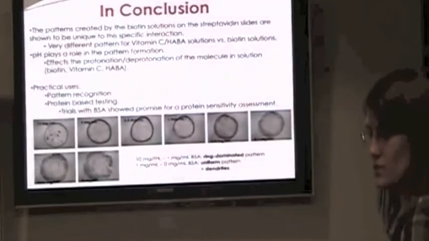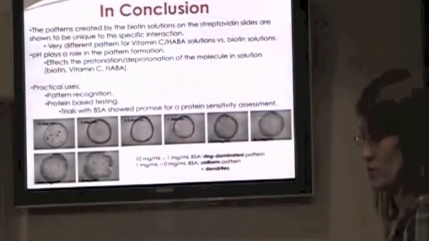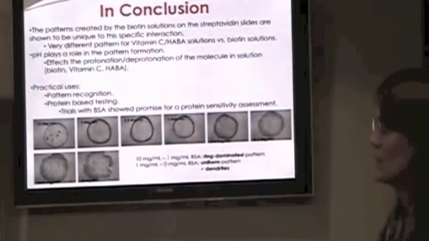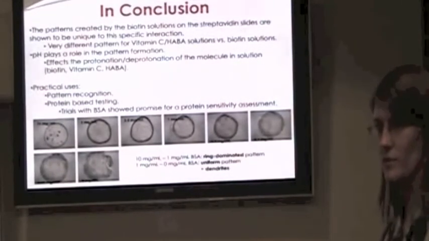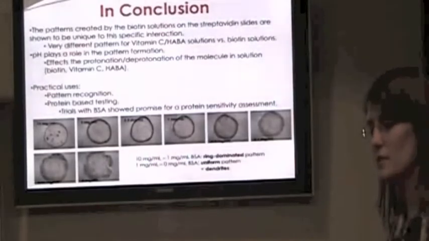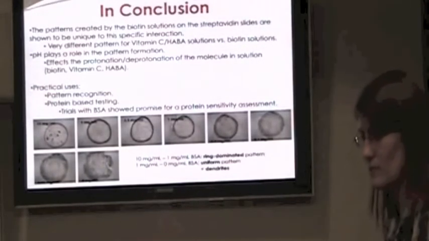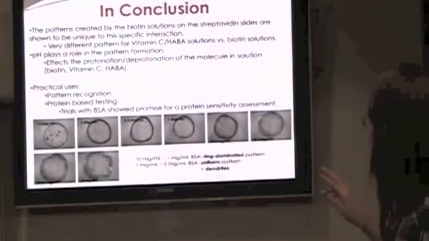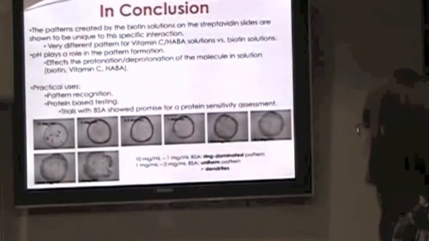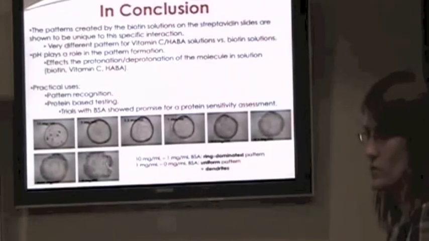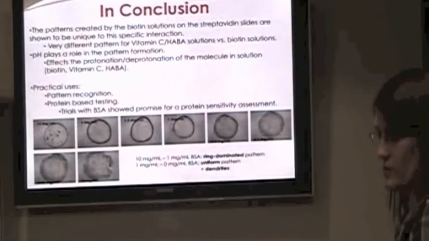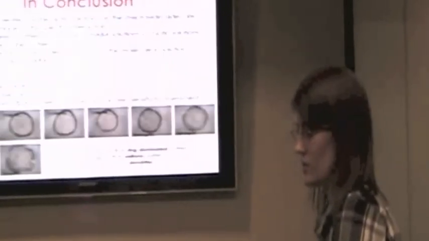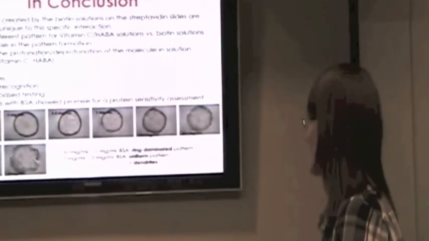Some kind of practical uses that we hope this study produces. We have a pattern recognition software that's already been kind of developed by some collaborators we have at Columbia University. And we also did some protein testing with BSA protein, and it showed pretty good protein sensitivity assessment that could possibly be used with cerebral spinal fluid, possibly diagnosing some patients in a little less drastic way than is done now.